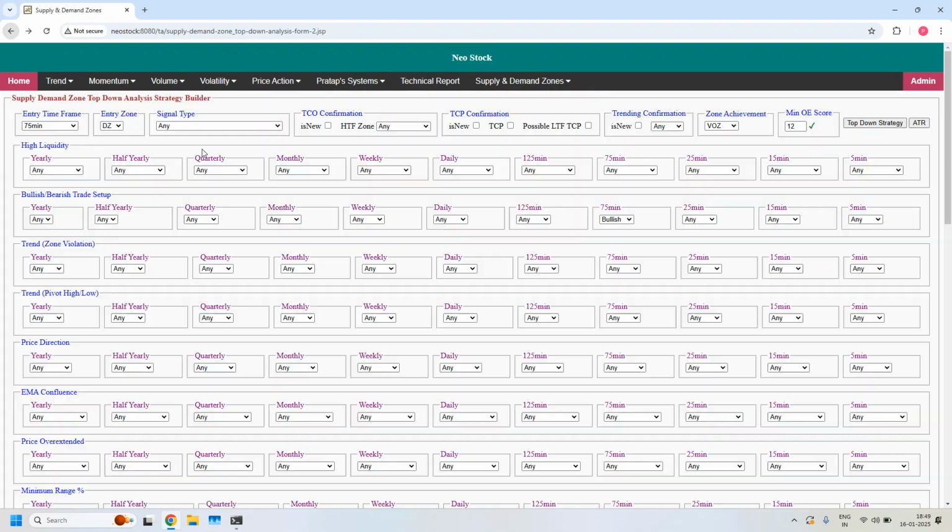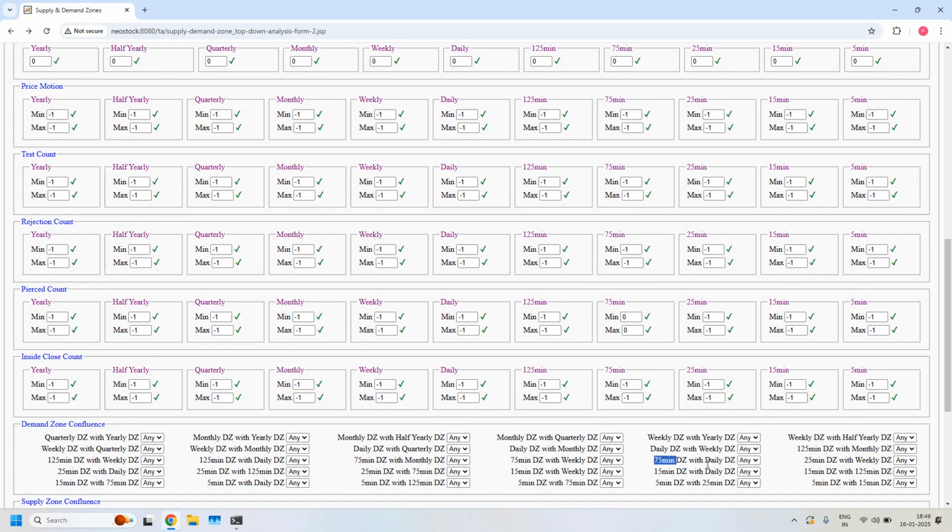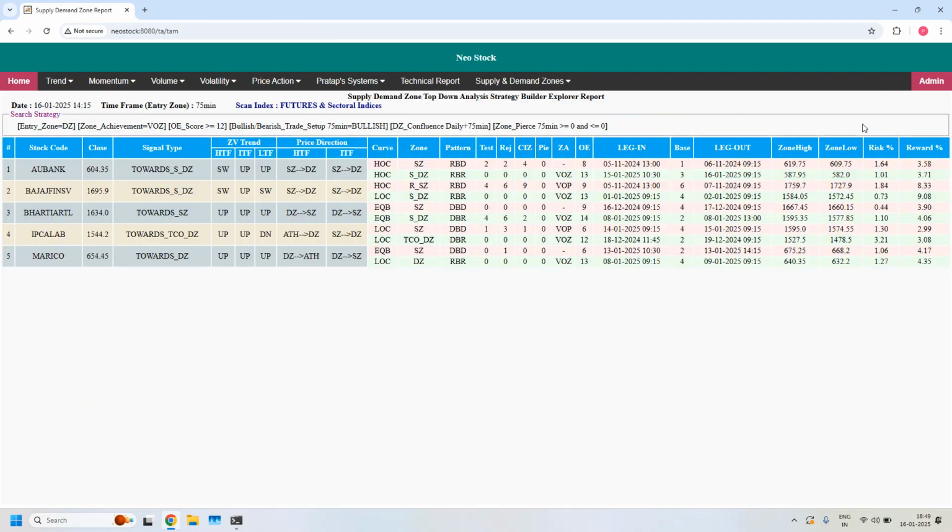We got 5, okay. So in the demand zone confluence, 75 minutes demand zone with daily demand zone confluence, I am enabling the filter. So with this filter, we got all 5 stocks. Out of 7, 5 stocks we got. Okay, within these 5, these 75 minutes demand zones are part of the daily demand zone. They are overlapped with daily. And daily trend is up in all these stocks.